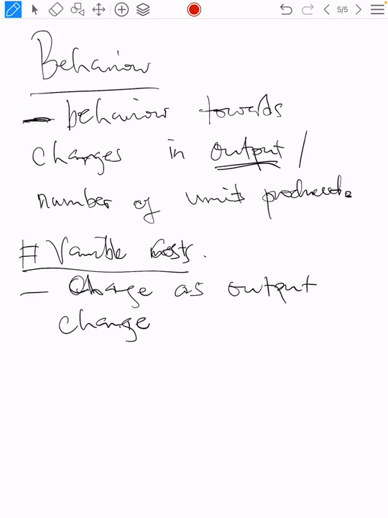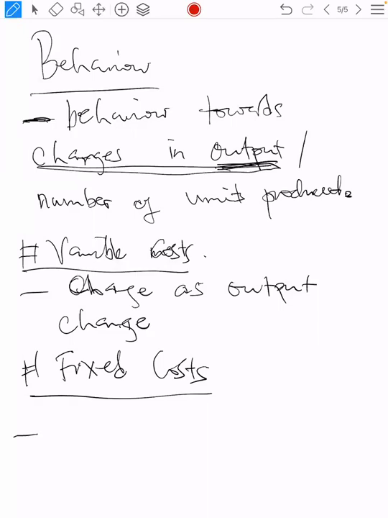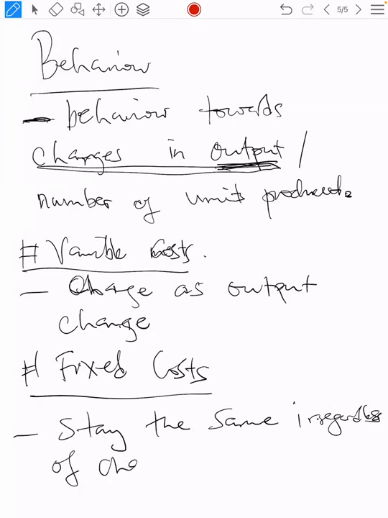Okay. Right, now let's move on to another one. We move on to another class, which is called fixed costs. Now, how do you think these costs are going to respond to changes in output? These ones, they stay the same, irrespective of changes in output. You increase your output, they stay the same. You decrease your output, they stay the same.